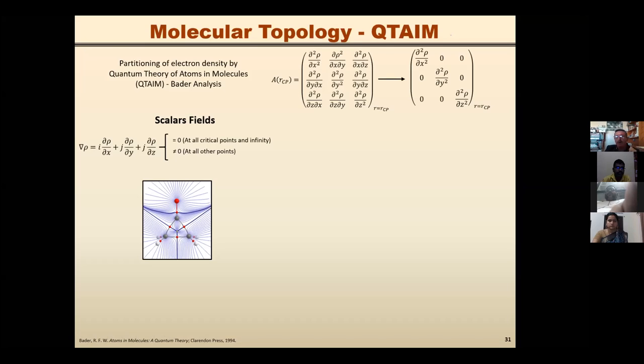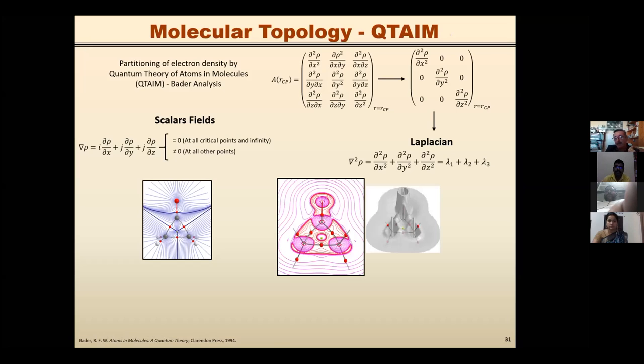The Hessian of the charge density, that means the second derivative, will show the critical points. The diagonal of this is called the Laplacian. The eigenvalues of this will give the positions of what they call critical points, and that shows the nuclear critical points, where the atoms are, and the bond critical points that are in the middle of the intermolecular interactions, as well as the covalent bonds.